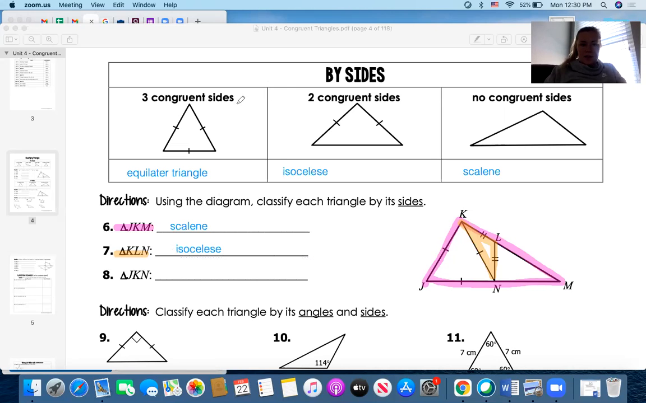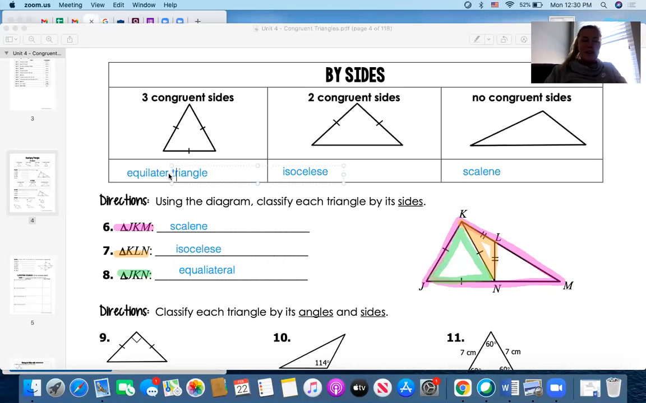And then lastly, we have JKN. So JKN is right here. And you will notice on this that all of the sides have exactly 1 line, okay? So that means that it is, great job, I love it, perfect answer. Equilateral.